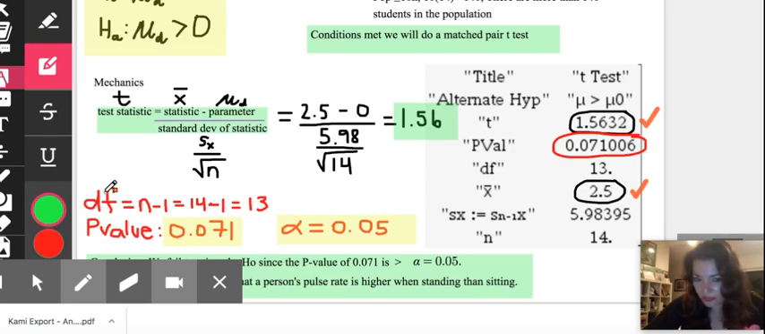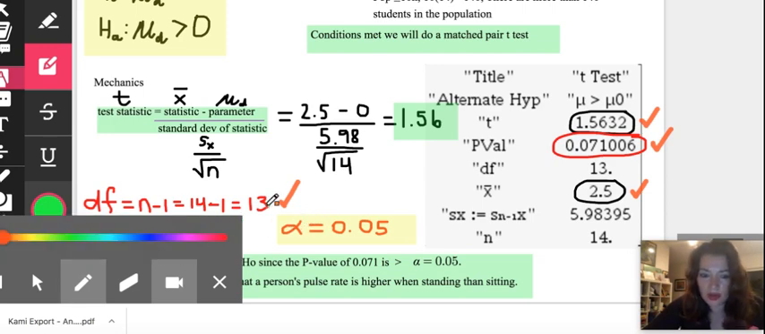Always state the degrees of freedom. In this case, it is our sample size minus 1. So 14 minus 1 is 13. And from there, we're going to write our p-value, which is 0.071, given here from our calculator output. We're going to write our significant level, which is alpha equals 0.05. Remember, that was given at the start of the problem, but if you are not given a significant level, you use by default 0.05, and you should write it down.